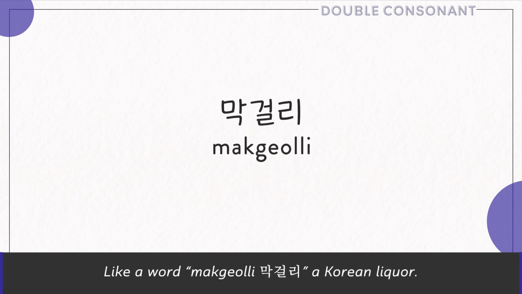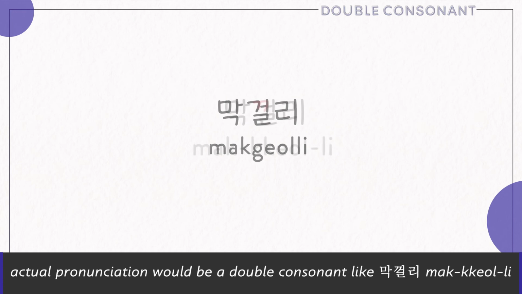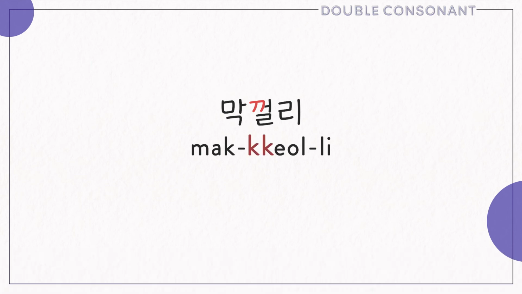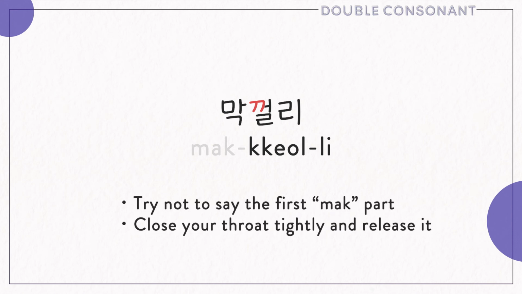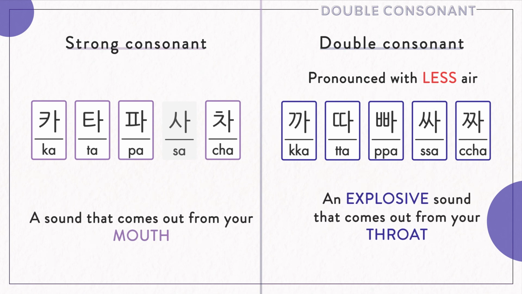Like a word makgeolli, a Korean liquor. When you say makgeolli, actual pronunciation is to be a double consonant, like makgeolli. First, just simply say this word makgeolli, and makgeolli, ori, ori. Try not to say the first mak sound. Close your throat tightly and release it when you pronounce it. The strong consonant is the sound that comes out from your mouth. However, the double consonant is an explosive sound that comes out from your throat.